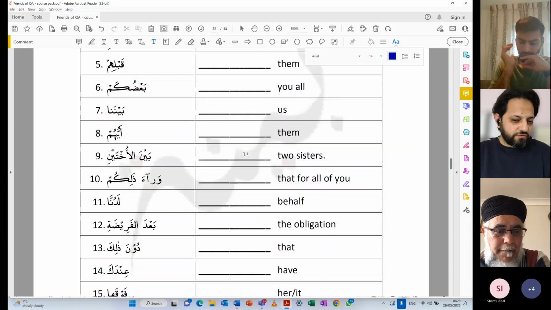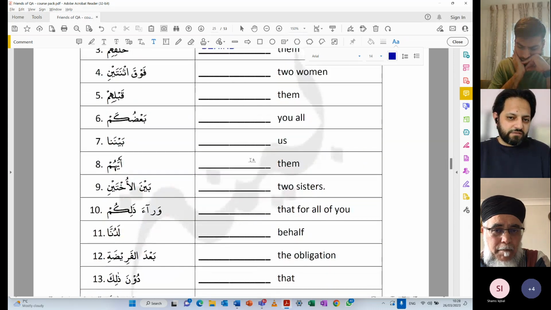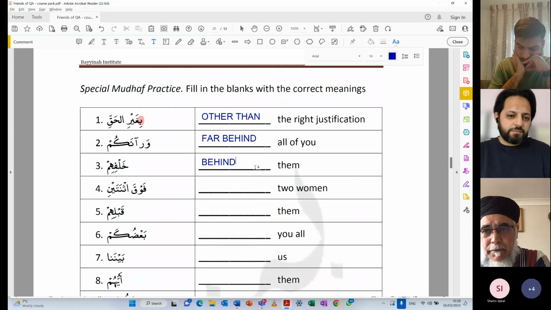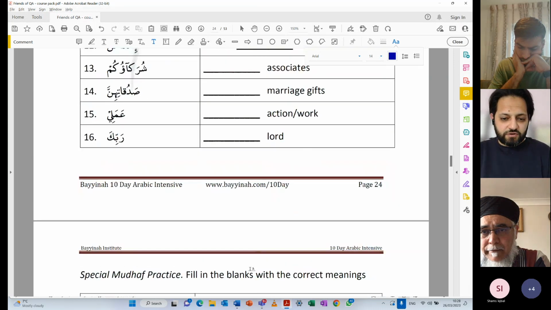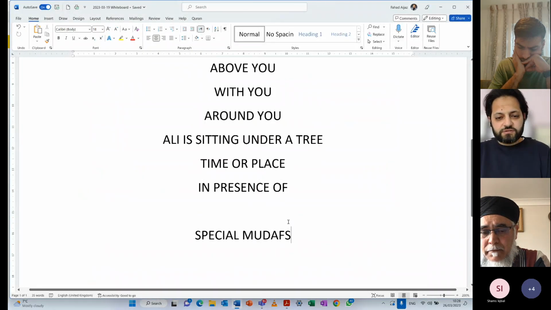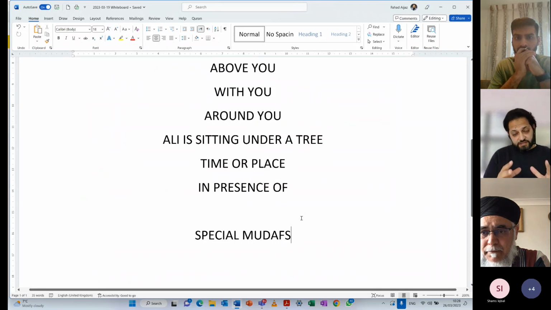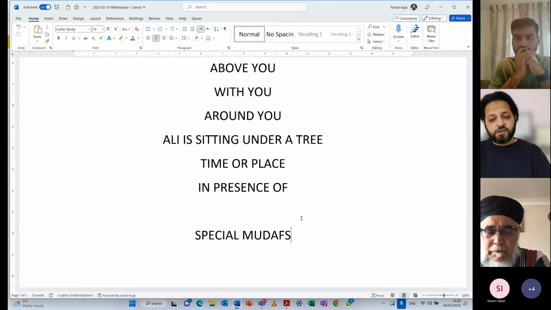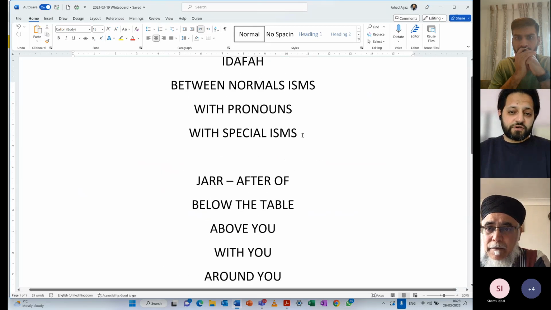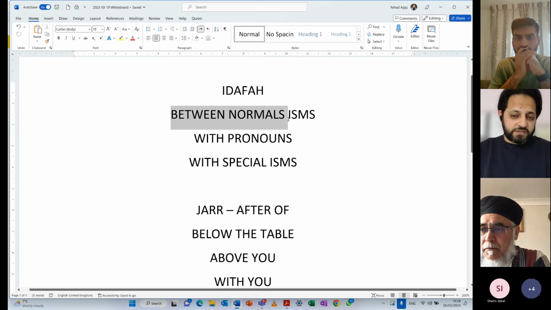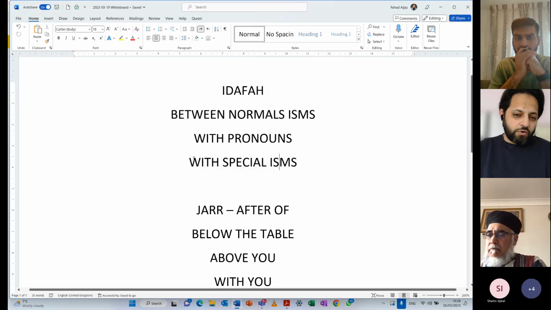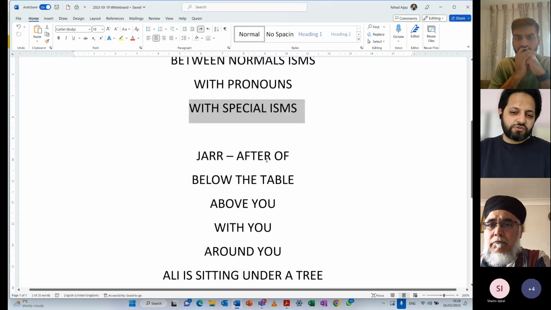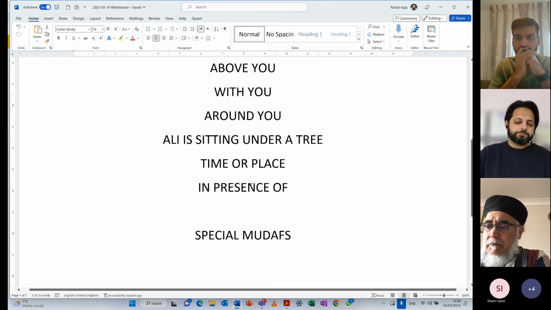I don't want to solve all of this because I want you to do it yourself when you have time. But I can do some other exercise with you just to summarize the entire Idafah concept. So once you have done this special mudaf, there's nothing more in Idafah left to do. You've completed the topic of Idafah as such, right? With these three types of Idafahs, you've done the ones with normal isms, with pronouns, and with the special isms.